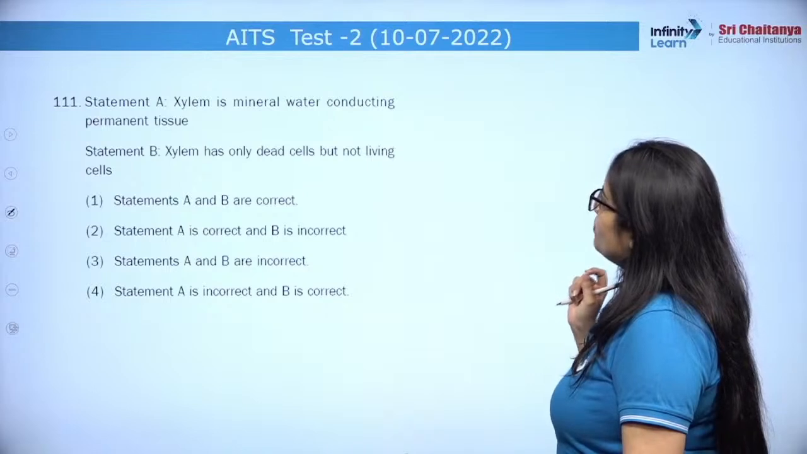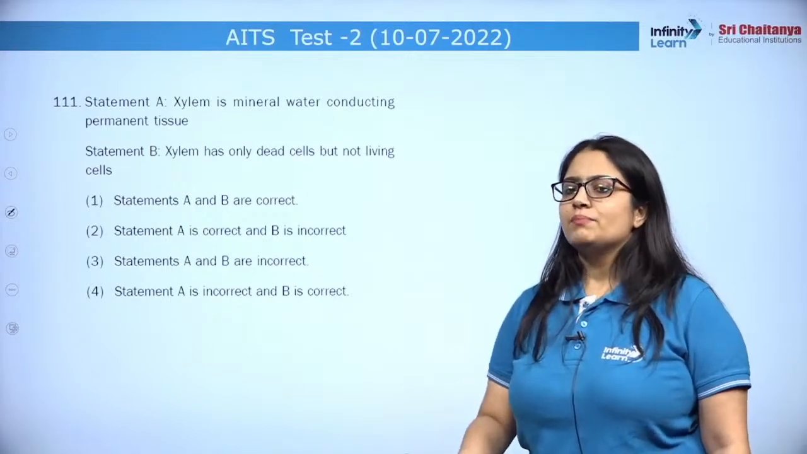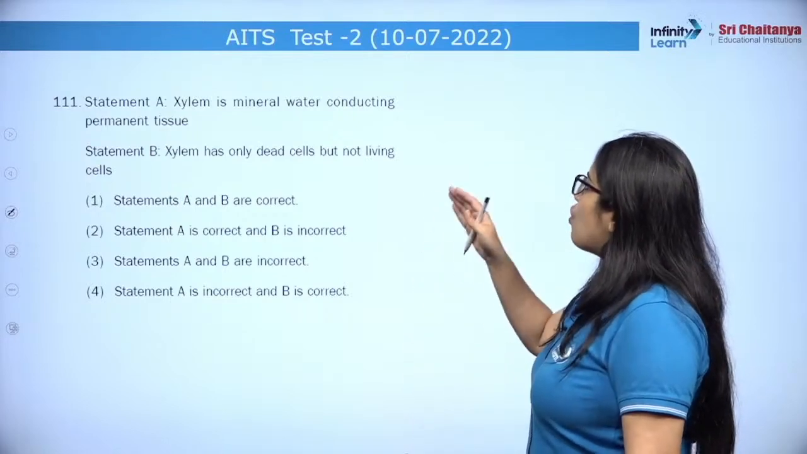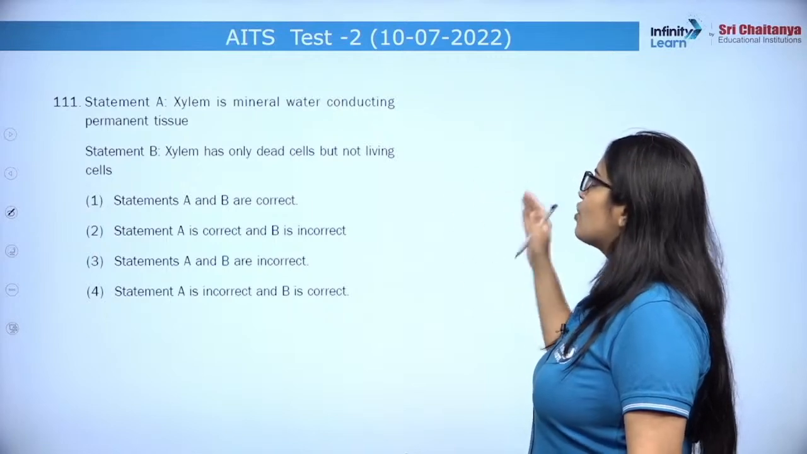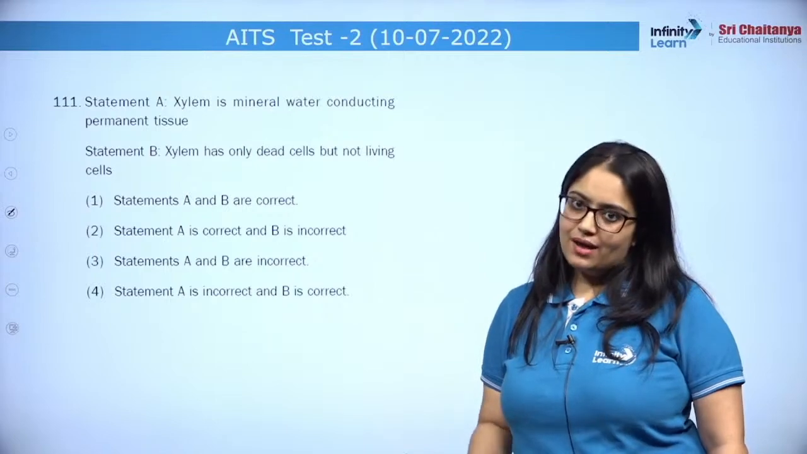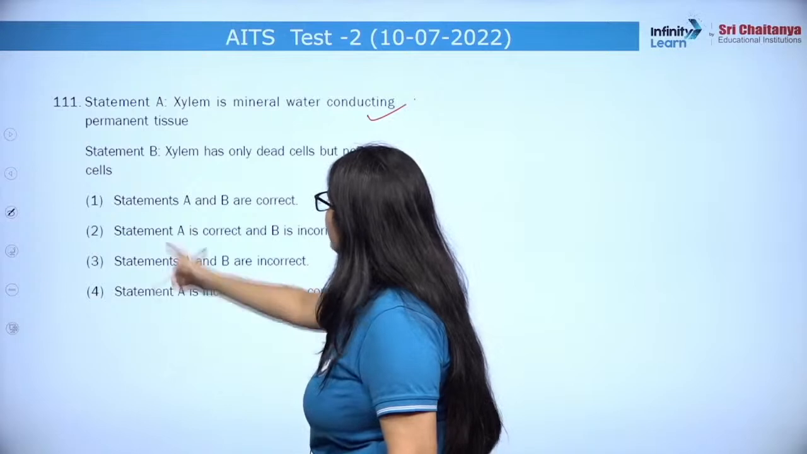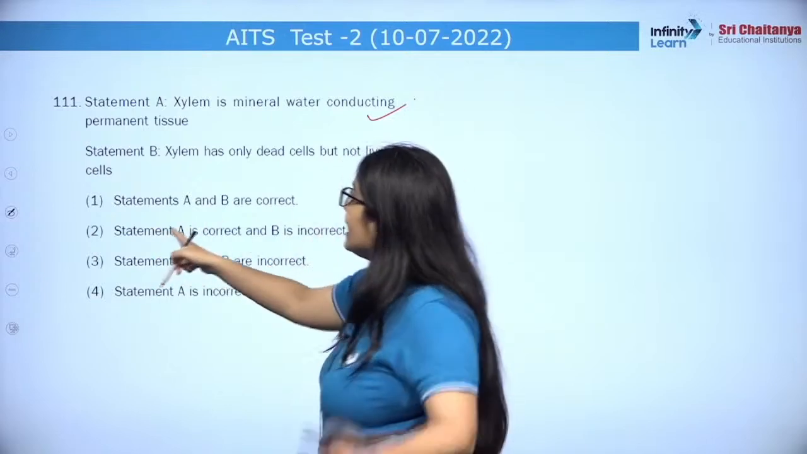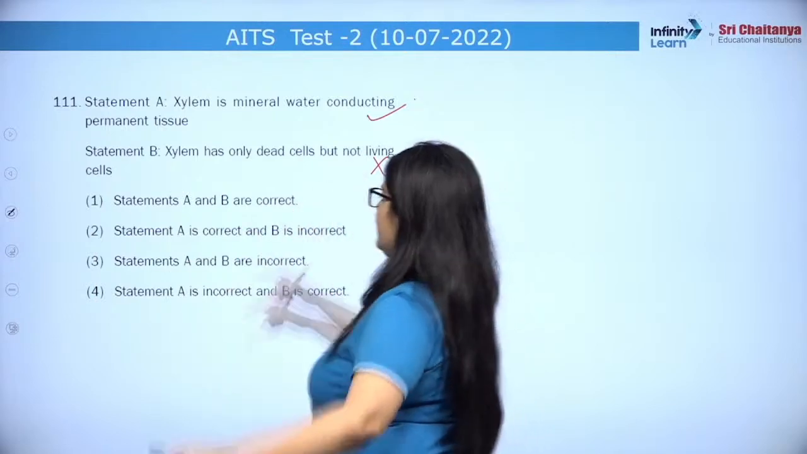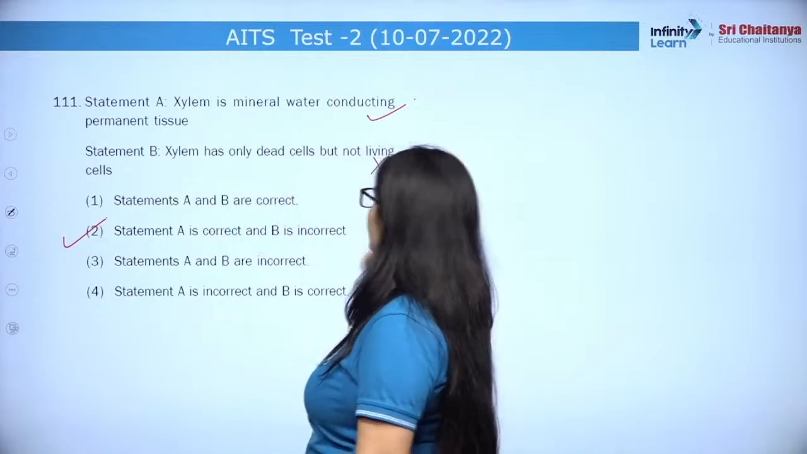Xylem is mineral conducting permanent tissue. To be more precise, xylem is conducting permanent complex tissue, but that's okay. Xylem has only dead cells and not the living cell. This is wrong, my dear students, because xylem parenchyma is living. So this is wrong, but this is right. So statement A and B both are correct? No, statement A is correct and statement B is incorrect. This is right. Statement A is correct and statement B is incorrect.